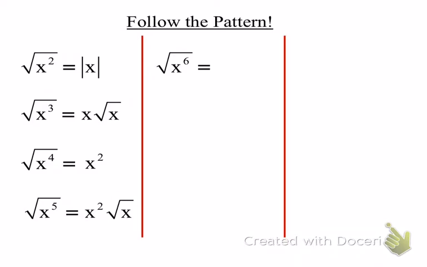So when I have x to the sixth, what do I do? Chris? Find the nearest even. It is even, so we can take the root of it. When it's odd, we can't take the root. So what's the root of x to the sixth? X to the third. Yep, x to the third.